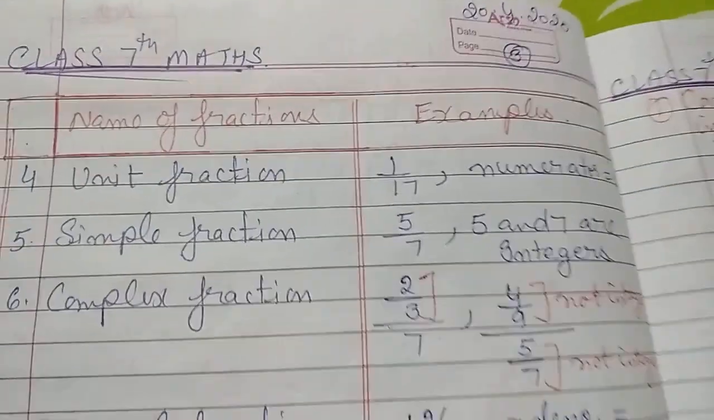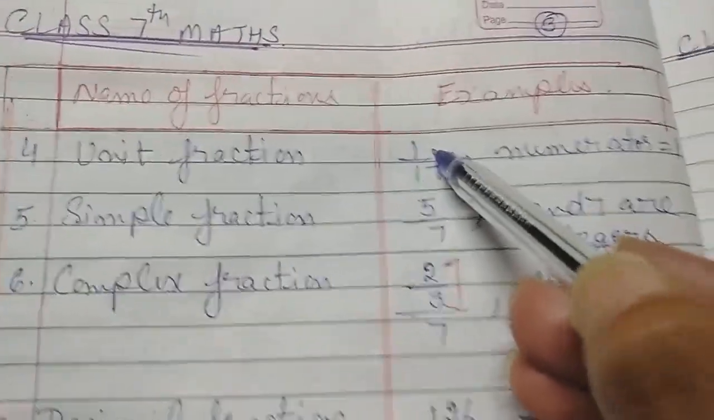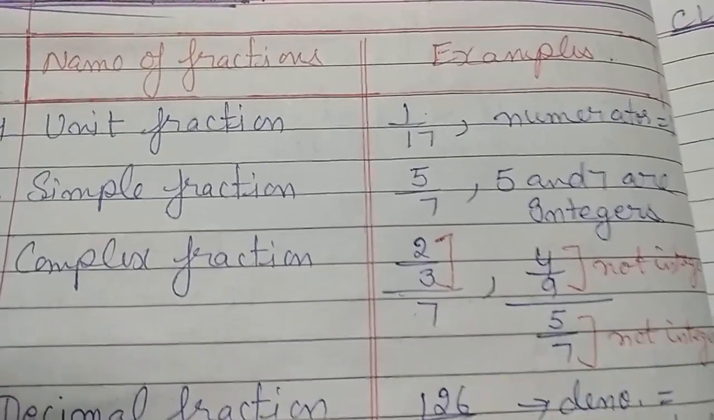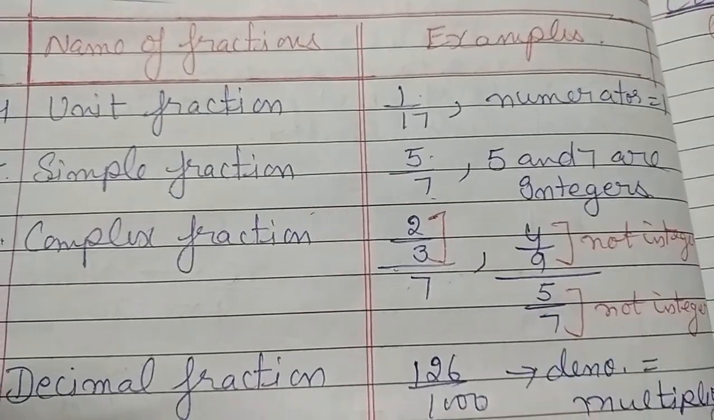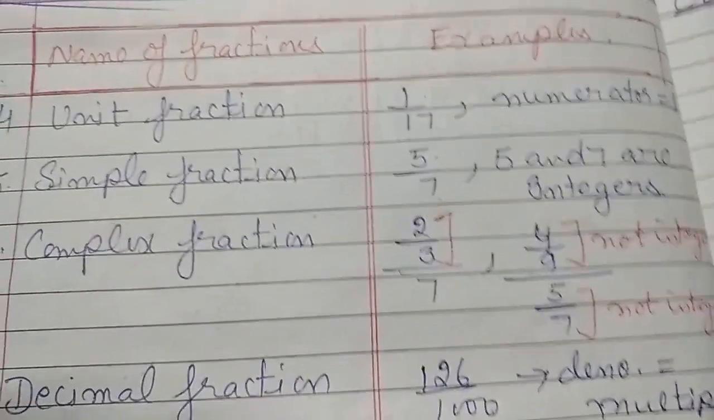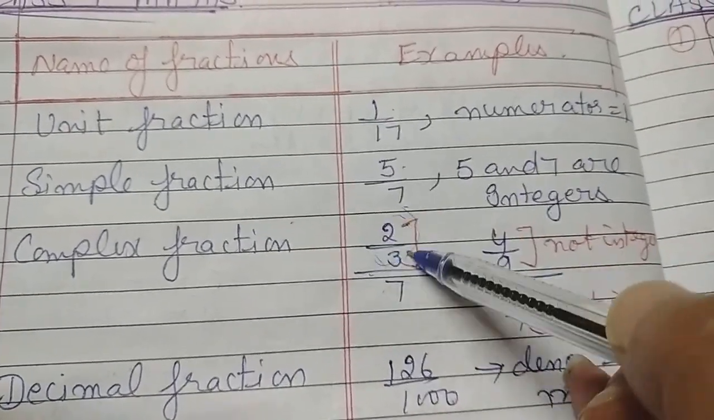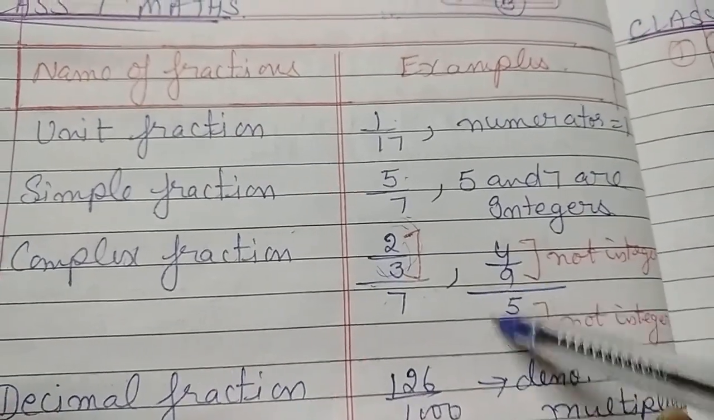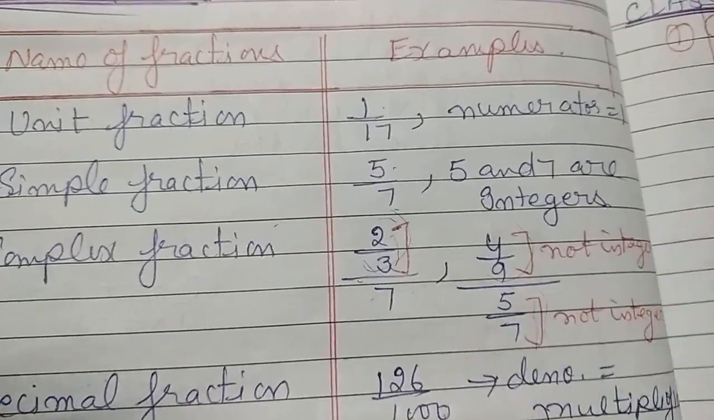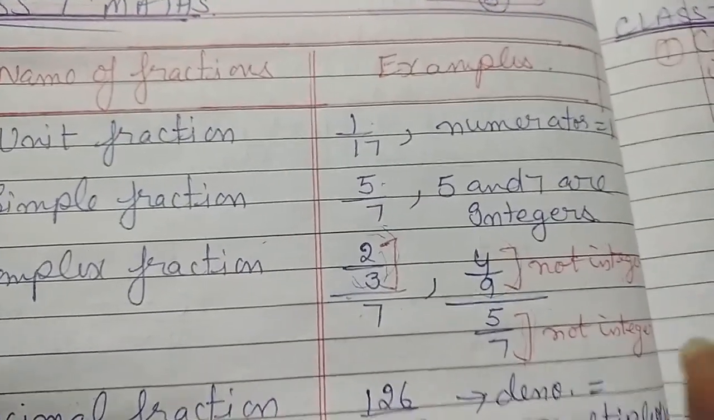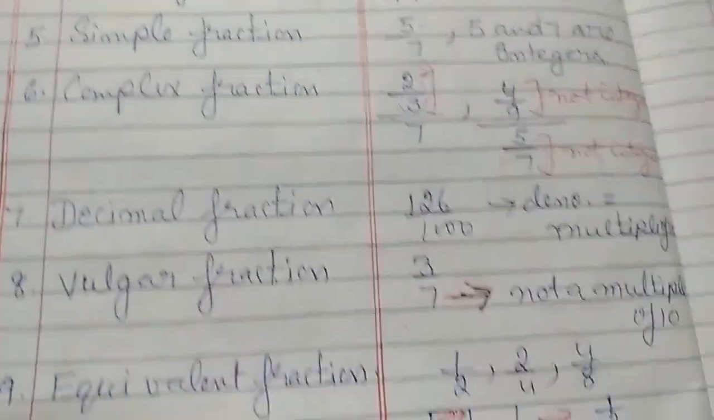Next is unit fraction. A unit fraction is any fraction that has a numerator of 1. A simple fraction means it is written in the lowest form, with numerator and denominator being different integers. A complex fraction means one fraction is written in the numerator or another fraction is written in the denominator, so it shows like a further fraction. In other words, the numerator is not an integer or the denominator is not an integer, they are all in fraction forms, so that becomes a complex fraction.